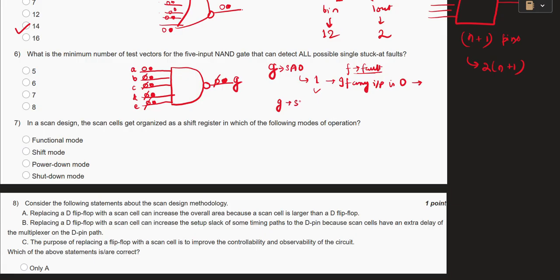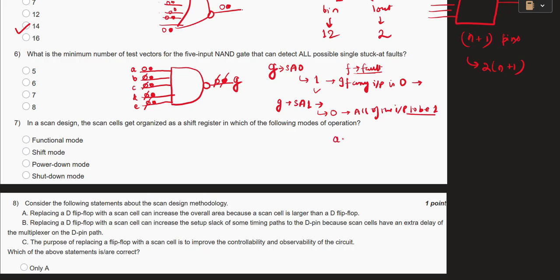Now if G is stuck at 1, I need to drive 0 here to get an output which is different from the stuck-at fault. To get 0, we need all of the inputs to be 1, like this one, this one, this one, all need to be 1. So this fault is equivalent to all these input pins stuck at 1. G stuck at 1 means drive 0, which is as good as all these pins being stuck at 1. Understood? So we are left with these 6 cases.